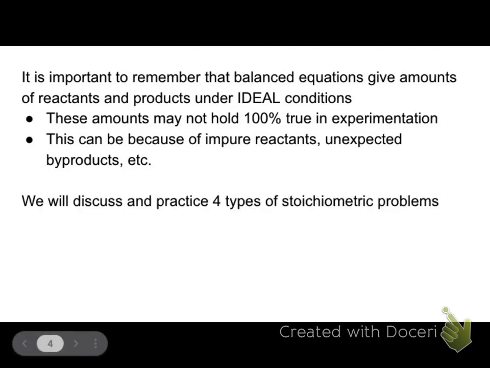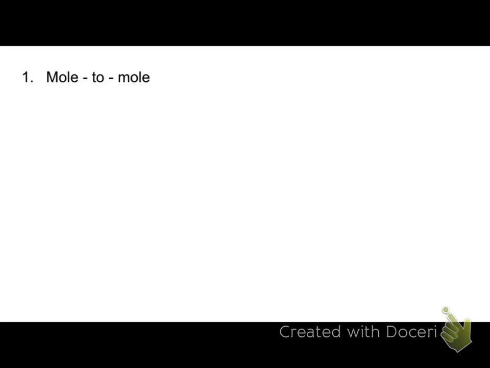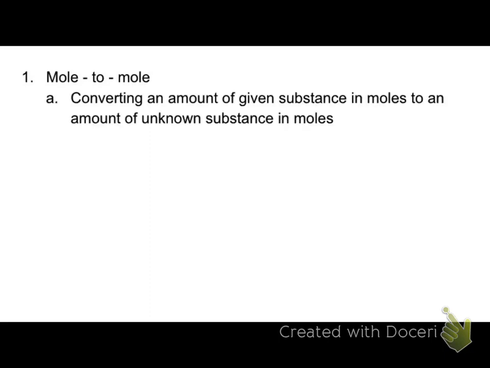We're going to discuss and practice 4 types of stoichiometric problems. We previewed what those problems look like yesterday, so we'll review that, and then you'll get to do an example problem for each type of problem where you practice this new skill. All right, type number 1, conversions going from moles to moles.